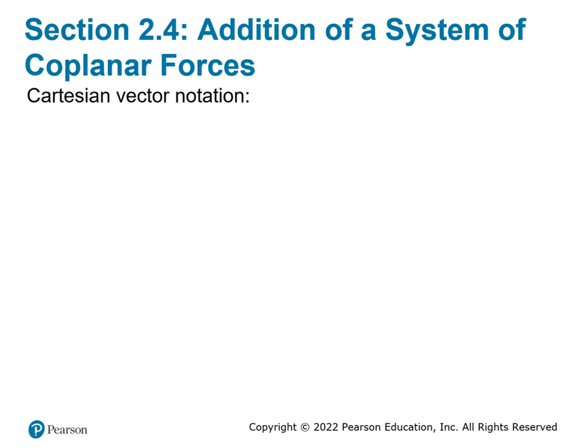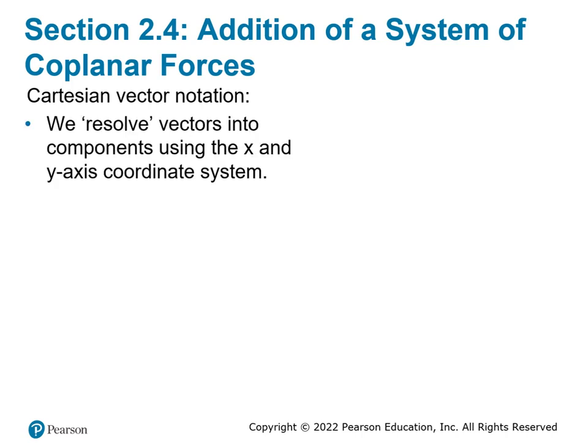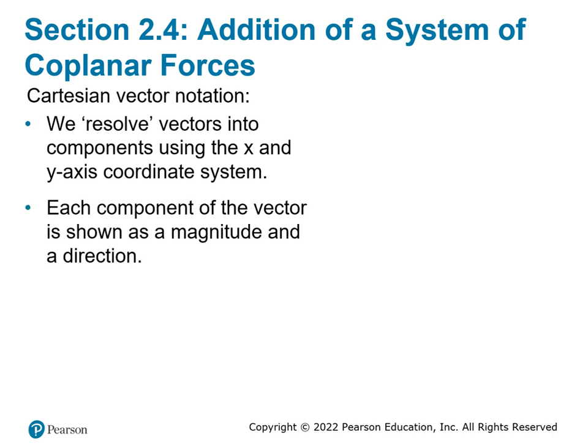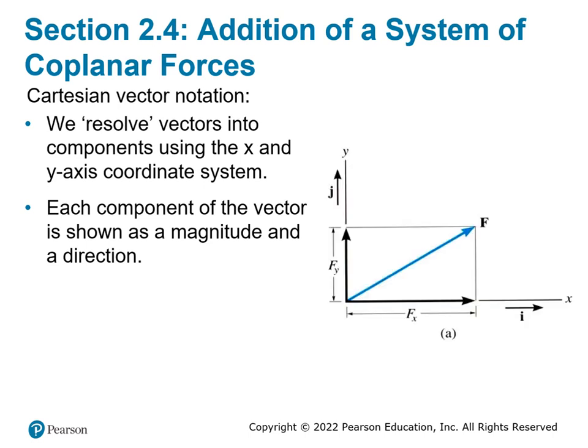Now let's look at how we give that in Cartesian vector notation. This might be the one we will be mostly using. If the forces are given in scalar notation, you can give scalar notation; if they are specifically for vector, then you do that. In Cartesian vector notation, we resolve the vectors into components using the x and y axis coordinate system. Each component of the vector will be shown by a magnitude and a direction. Like the previous one, we have an x and y axis.